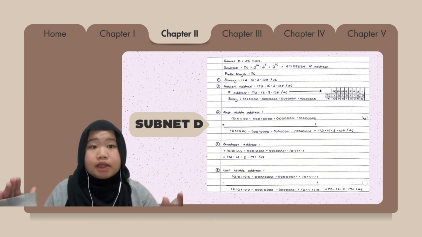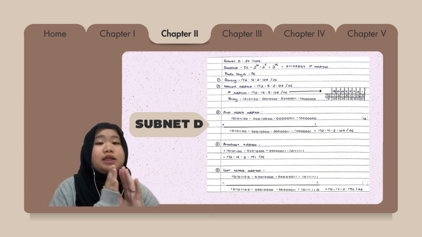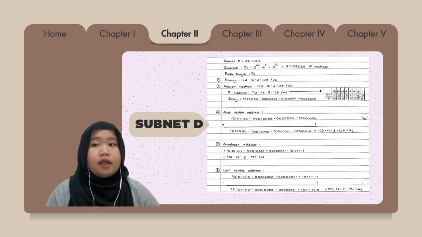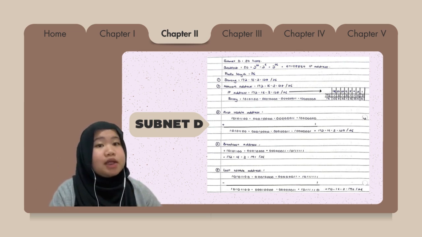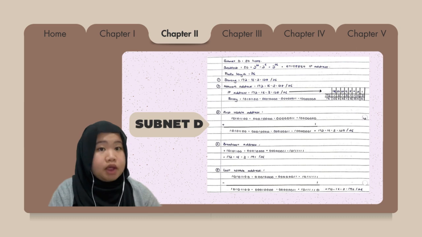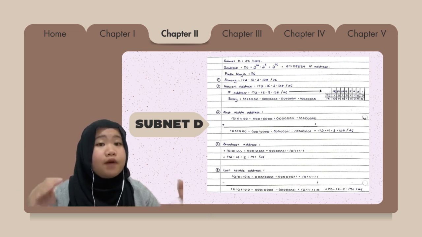And then for the broadcast address, you have to use the binary form first, and then you're going to keep the first 26 bits unchanged, and then the 27 bits afterwards you have to change all to 1, and then you have to change it back to the decimal form, which is 172.16.3.191/26.